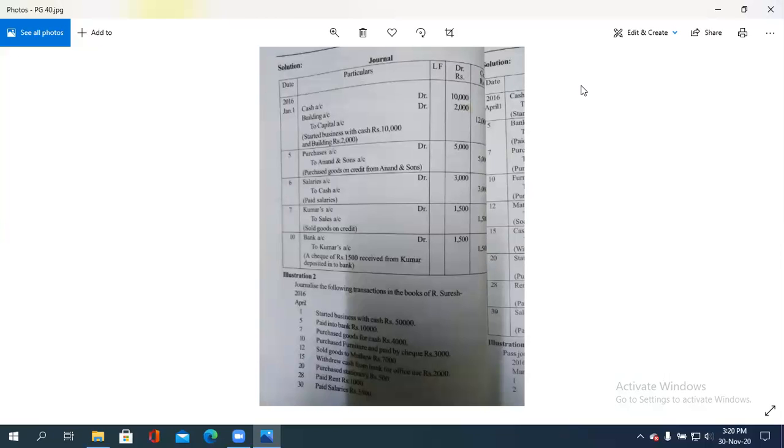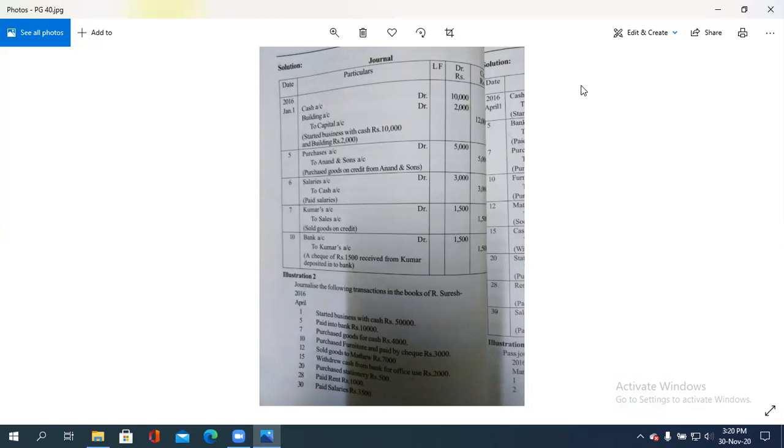Purchase the furniture and paid by check. Purchasing the furniture. So furniture is coming into the business and paid by check. Instead of cash, check is there. So to bank. So furniture account debtor to bank. That is the case. Purchase the furniture and paid by check 3,000. So furniture account debtor to bank.